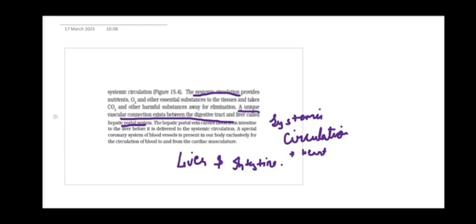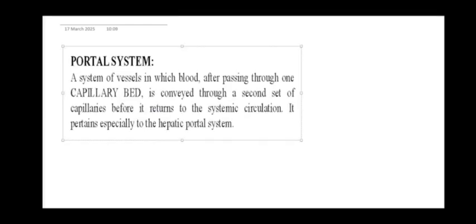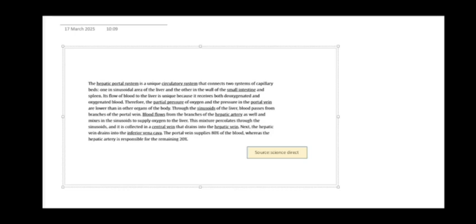Now we can also understand it with a clearer explanation. See this line. What is a portal system? A system of vessels in which blood, after passing through one capillary bed, is conveyed through a second set of capillaries before it returns to the systemic circulation. It pertains especially to the hepatic portal system. So basically what they are trying to say is that one capillary bed is the intestine and the other capillary bed is the liver. Blood from the intestine is transferred to the liver, and then from there it leads to the heart. So this is a portal system. Now see one more line written here.